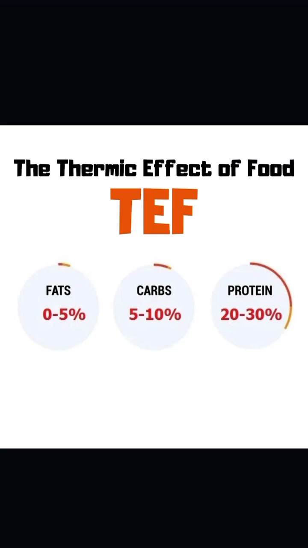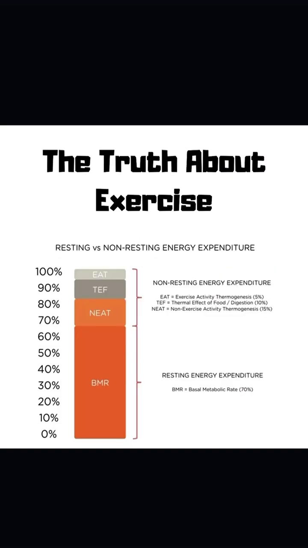So if you do have a high protein diet, you're actually burning off 20 to 30% of those calories in the protein that you're consuming. So getting that high protein diet can be a really handy way of getting those extra gains, not to mention all the other benefits that come with protein itself. And then this is another thing that we want to cover, something I call the truth about exercise.